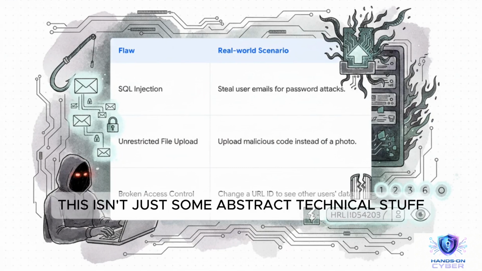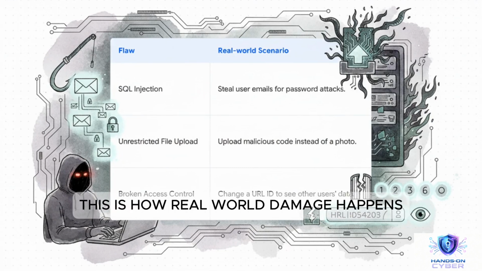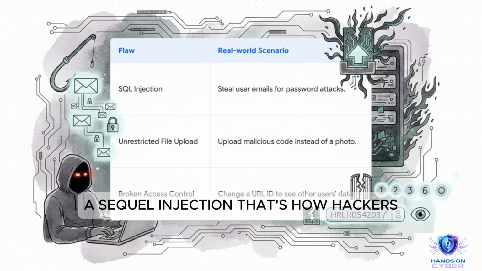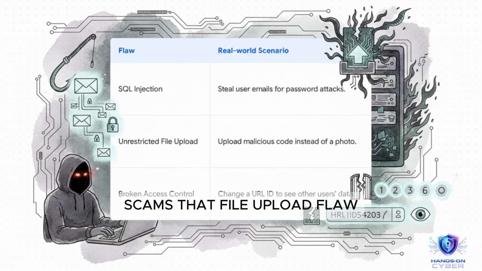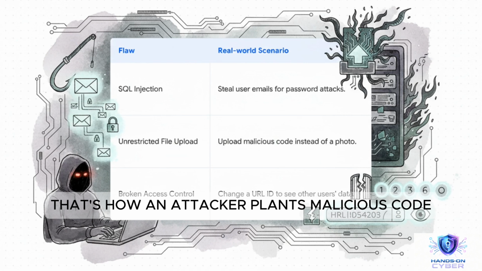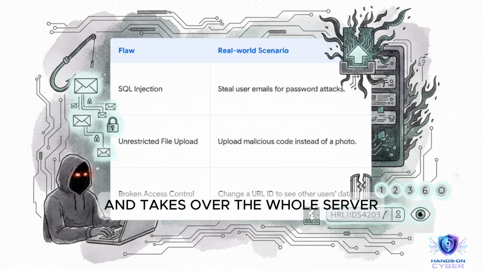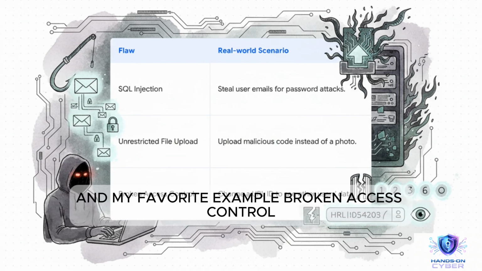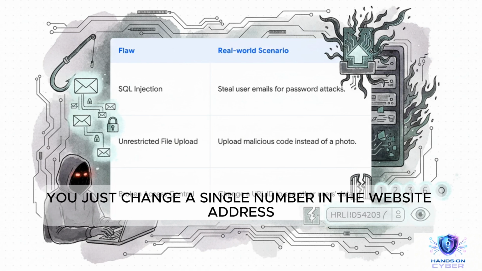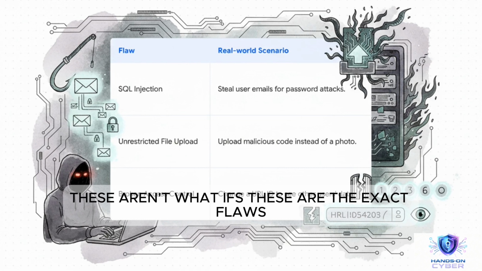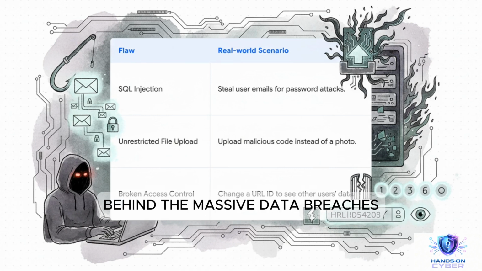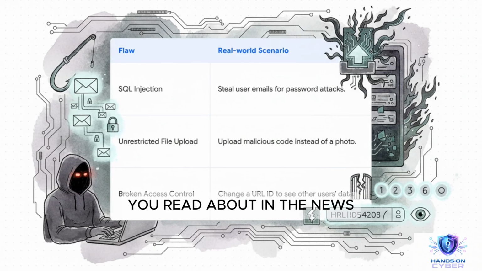And this is the key, right? This isn't just some abstract technical stuff. This is how real-world damage happens. A SQL injection? That's how hackers get those giant lists of emails for their phishing scams. That file upload flaw? That's how an attacker plants malicious code instead of a profile picture and takes over the whole server. And my favorite example, broken access control. You just change a single number in the website address, and suddenly you're looking at someone else's private account info. These aren't what-ifs. These are the exact flaws behind the massive data breaches you read about in the news.